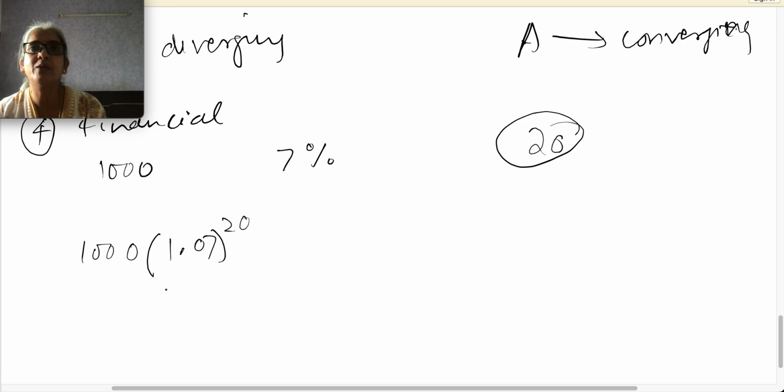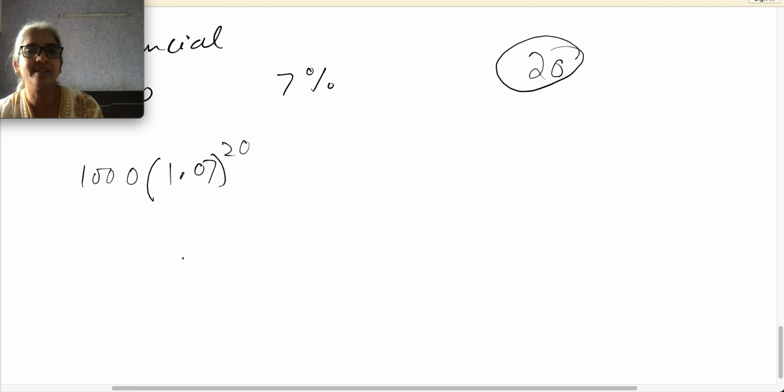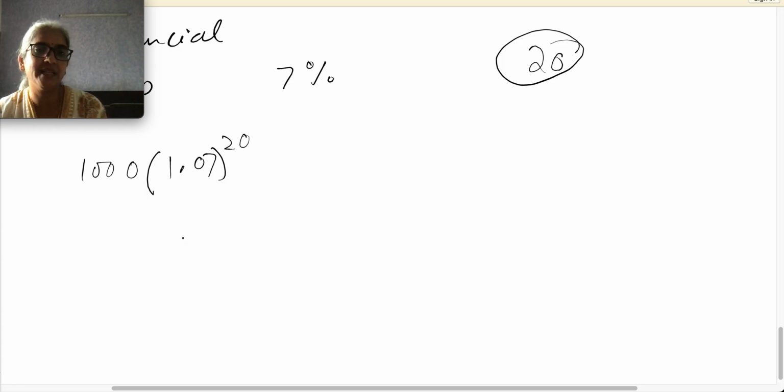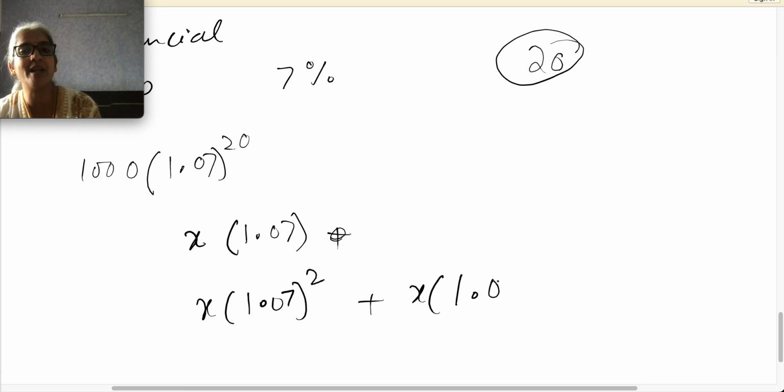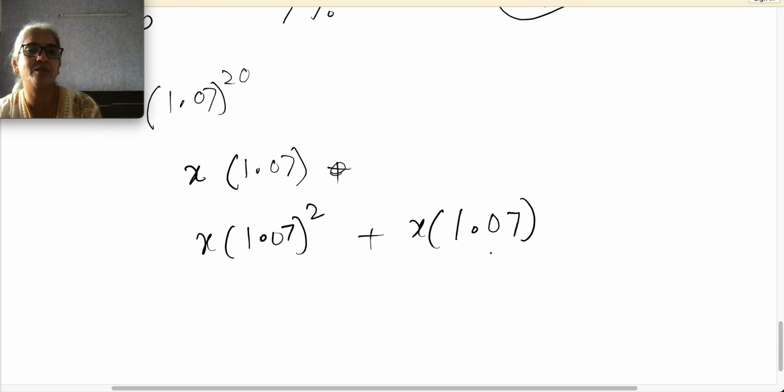However, I am withdrawing. So every month I am losing some money. So the first month I would lose interest. If I am withdrawing X amount every month, the first month I am withdrawing, I'm losing 7% interest on this X. The second year I would lose interest for 2 years on the first X that I withdrew, and I would lose interest for 1 year on the second X amount that I will withdraw.